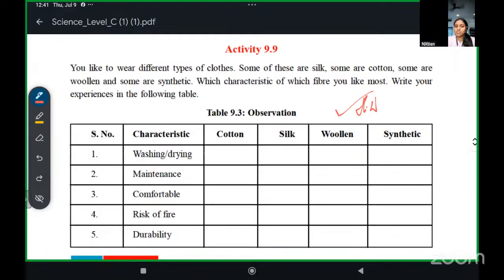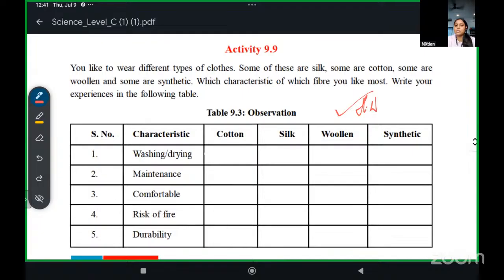Ma'am, how do we know what is what, if it's natural or synthetic fiber? See, Hannah, when you see woolen clothes, you can tell, right? Woolen clothes are mostly natural fibers.